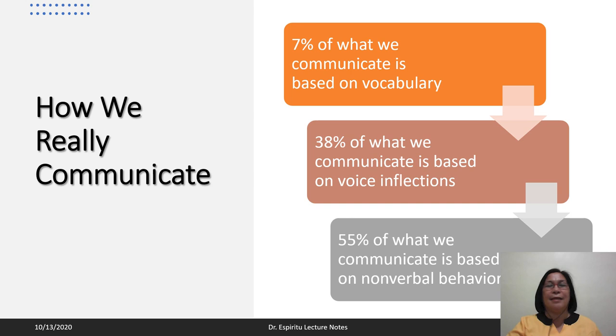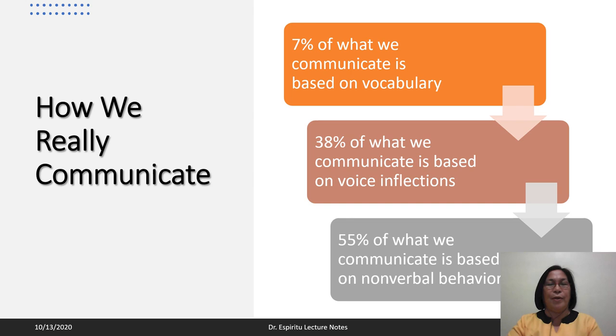And 55% of what we communicate is based on nonverbal behavior. So it's more on the other aspects of communication, like the person smiles or the person is frowning. So you might have different meanings for that. If the person is crossing his arms, that would mean rejection. But if the person is looking straight at you, then the person is really interested. If the person is looking somewhere else while talking to you, it would be interpreted as the person is not really interested, and so on.